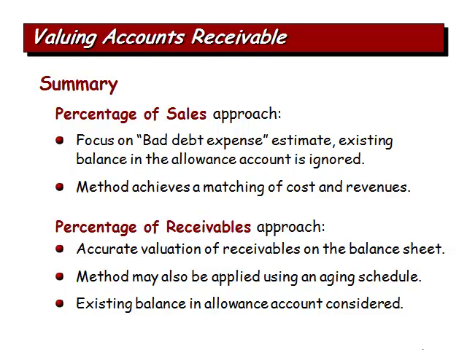So, summary here. Percentage of sales approach looks at the bad debt expense estimate, ignores the existing balance in the allowance for doubtful accounts, and it looks for a matching of cost and revenue. Percentage of receivables approach is probably based on an aging. We're trying to come up with accurate valuation of receivables on the balance sheet, and the existing balance in the allowance account is considered in the adjusting entry.